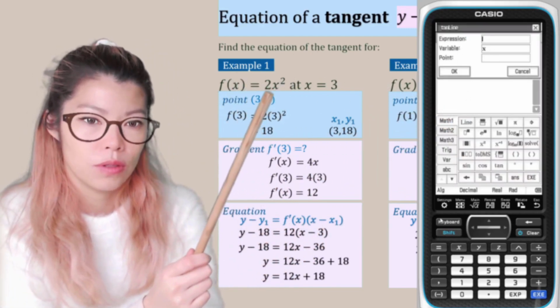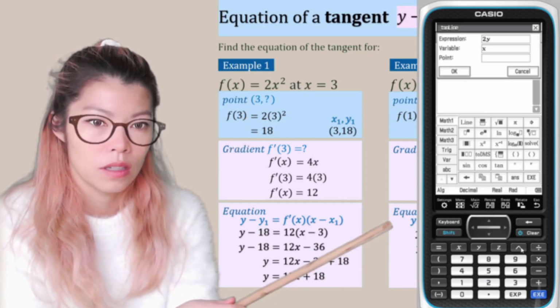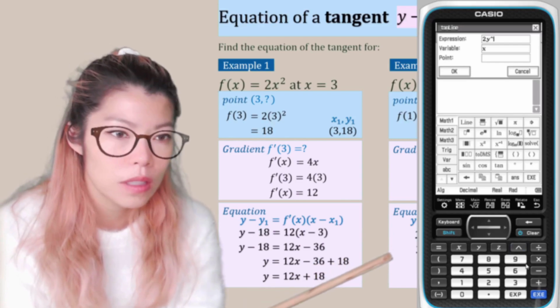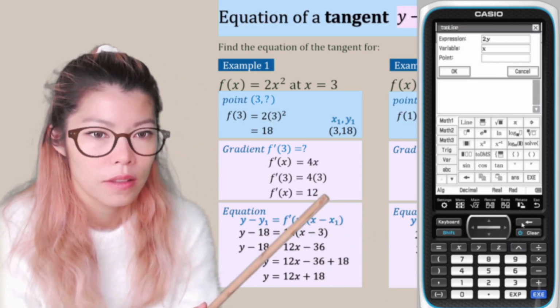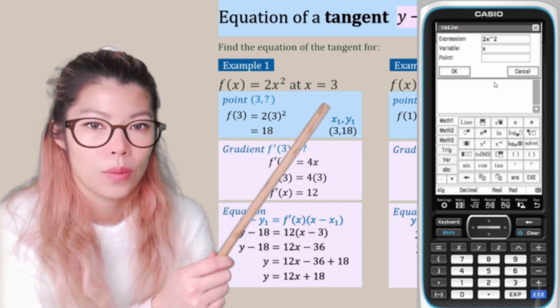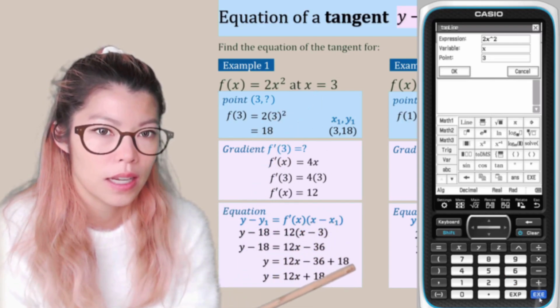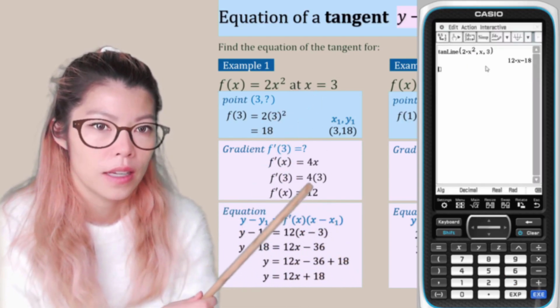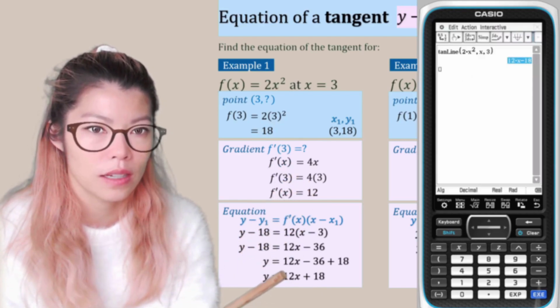So the expression, you type in what the expression is. So 2x, oops, did I type x? No, I typed a y. So 2x squared, and the point is at x equals 3. So when we hit enter, or OK, it gives us 12x minus 18, which is what we were looking at.